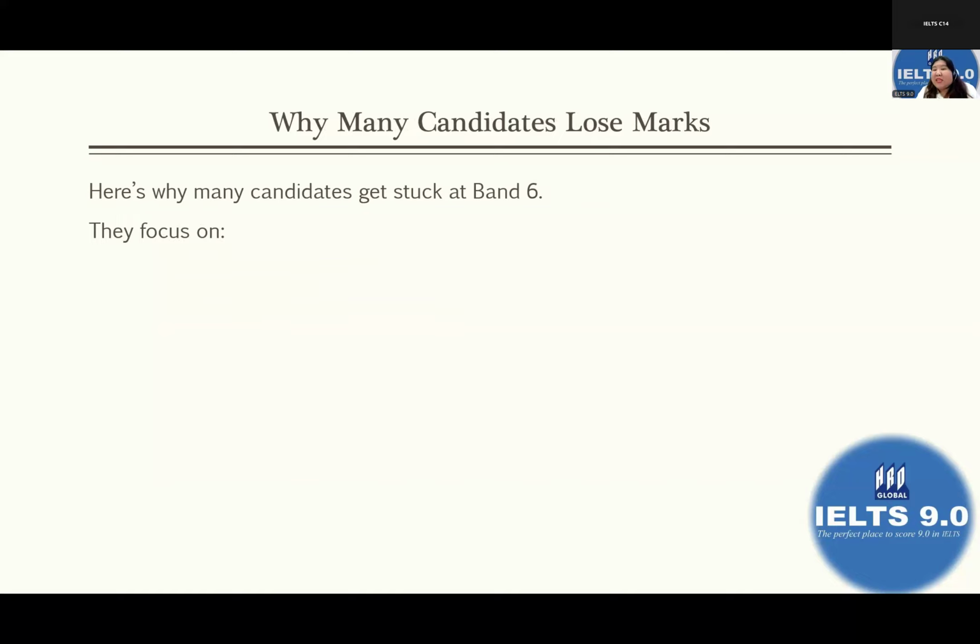Here's why many candidates get stuck at band 6. They focus on the wrong things. They use big words instead of clear ideas. For example, a candidate memorizes advanced vocabulary like ubiquitous or ameliorate, but fails to clearly explain their main point. The examiner values clarity of meaning, not impressive words.